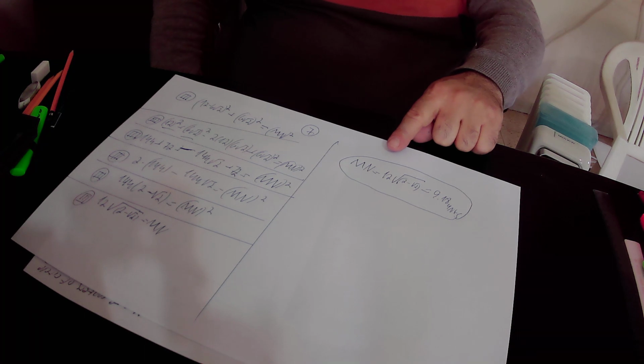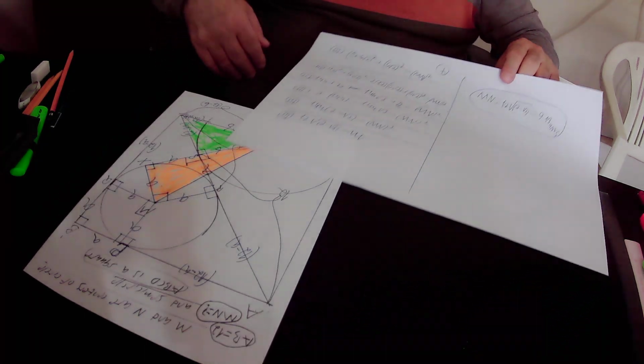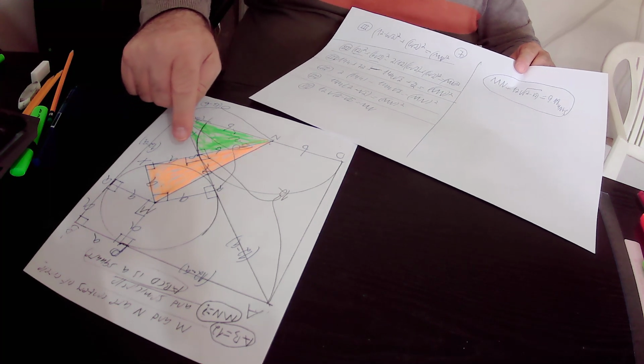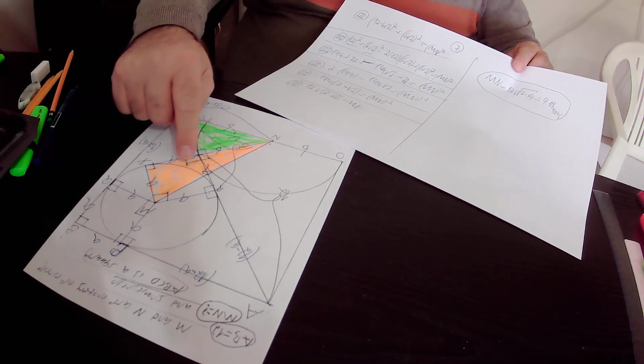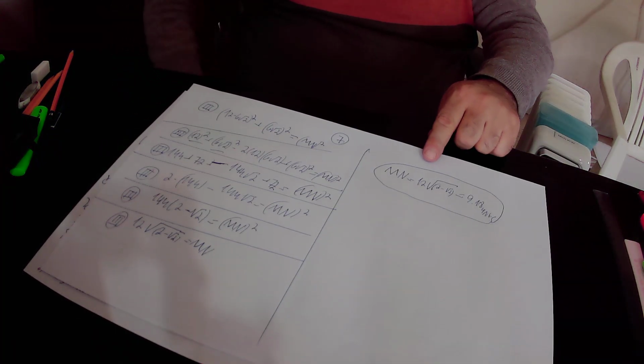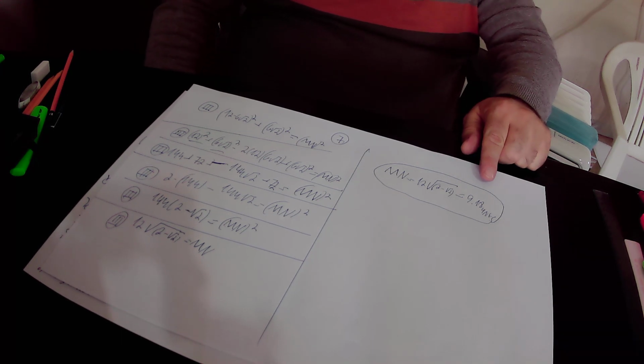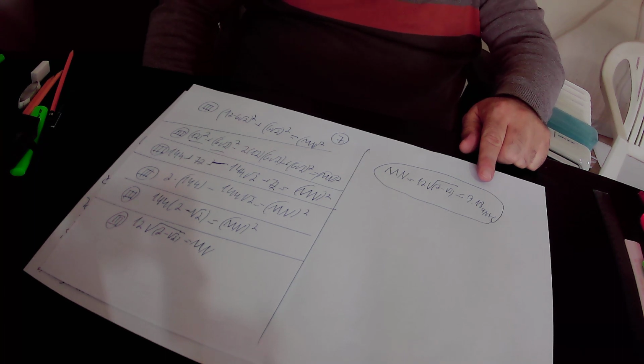I will repeat again: the distance between the centers of the semicircle and the circle itself, that is line segment MN, is equal to 12 times the square root of 2 minus square root of 2 units, so in terms of numbers, it equals 9.18 units.